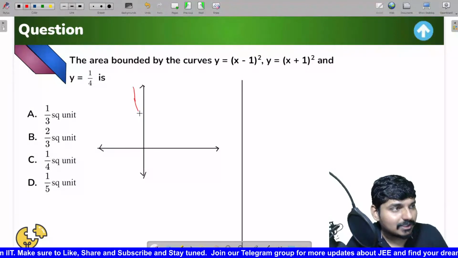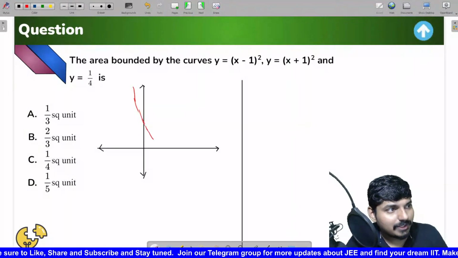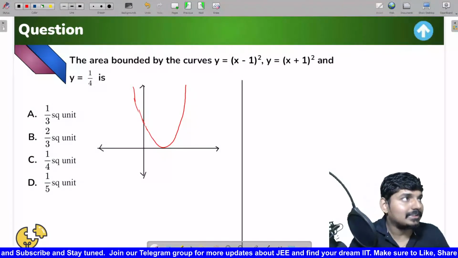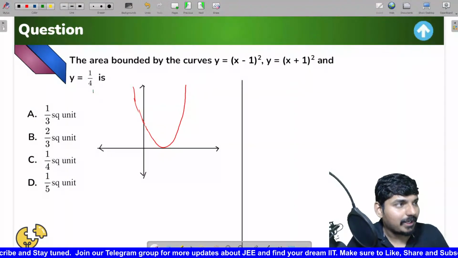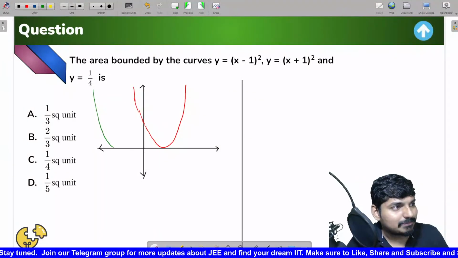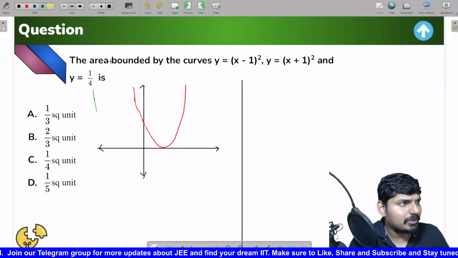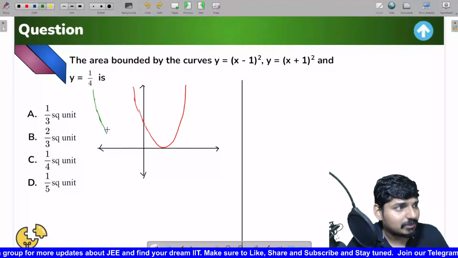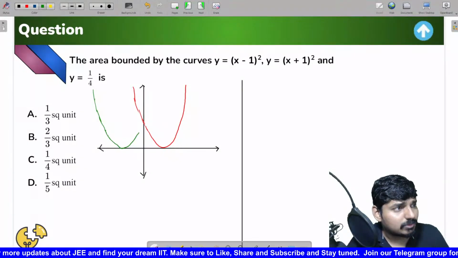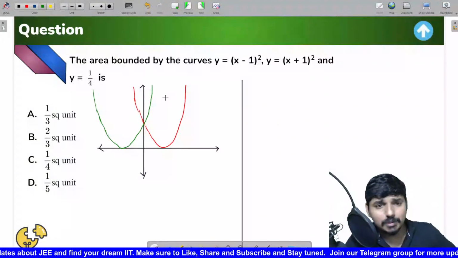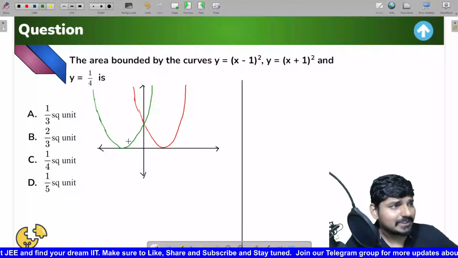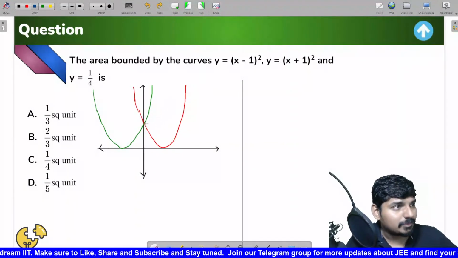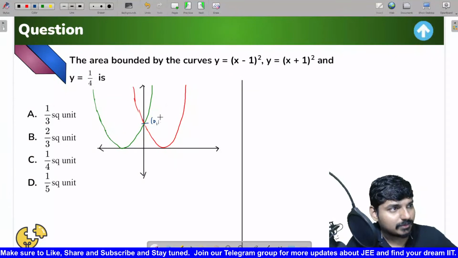So this is how the graph of y is equal to x minus 1 whole square is going to look like. And this is how the graph of y is equal to x plus 1 whole square. Let me draw another neat graph. Yeah. So y is equal to x plus 1. This is how the graph of y is equal to x plus 1 whole square is going to look like. Okay. So I hope it's clear for you guys. This point of intersection jo bhi hai na, this is going to be 0, 1. Okay, 0, 1.